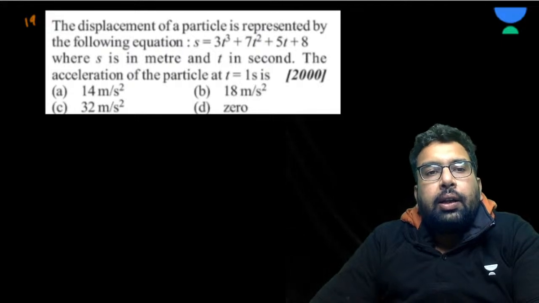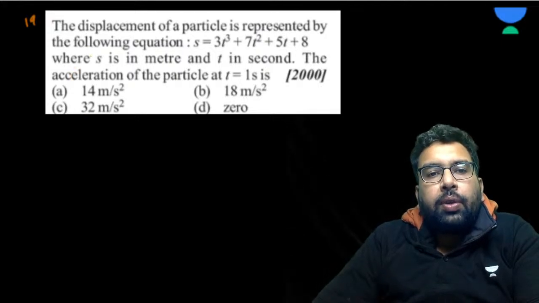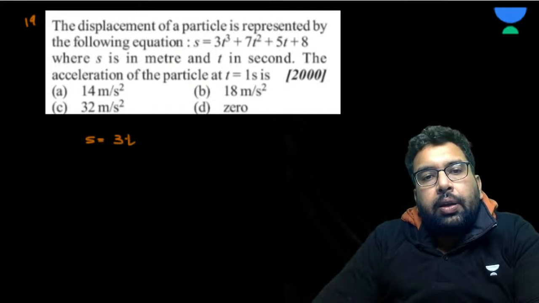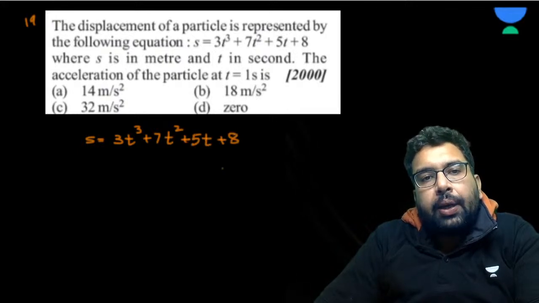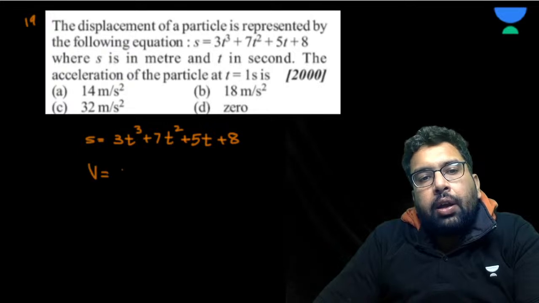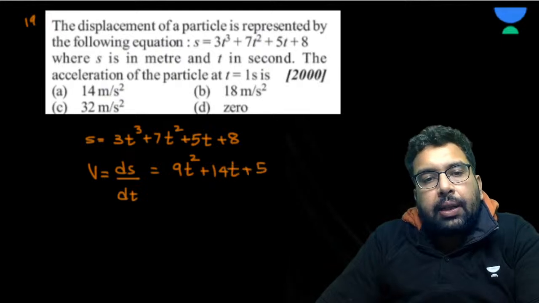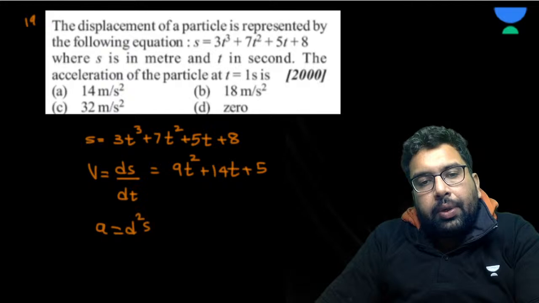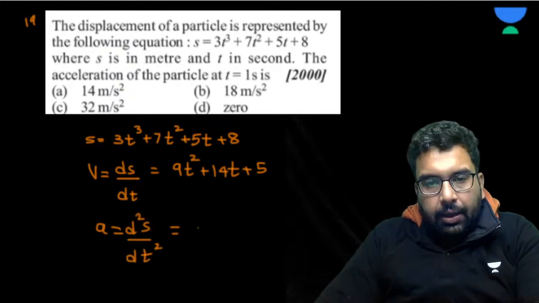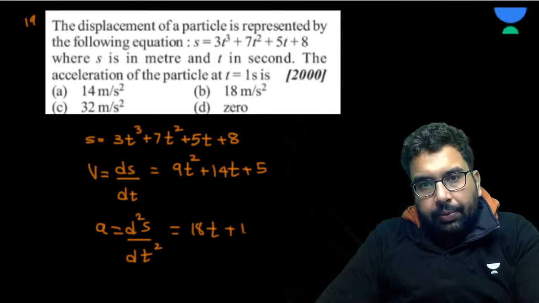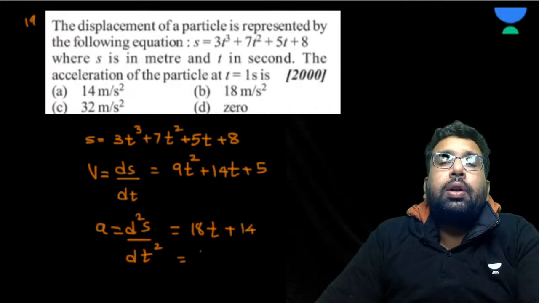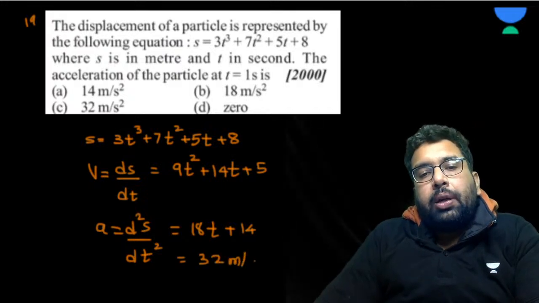Okay, let's see. So it says the displacement of a particle is represented by the following equation: S is equal to 3t cube plus 7t square plus 5t plus 8, where S is in meter. We have to find the acceleration. So first of all, let's find the velocity. So ds by dt, if we do, we'll be getting 9t square plus 14t plus 5, and then acceleration if we do, it is obviously d2s by dt square or dv by dt, right? So it will become 18t plus 14. Okay, so at t is equal to 1 second, it will become 32 meter per second square.